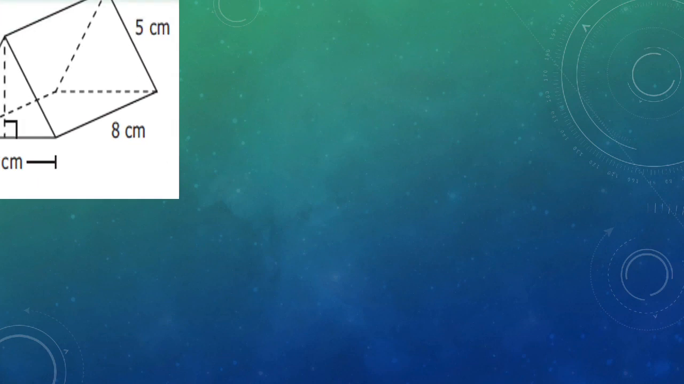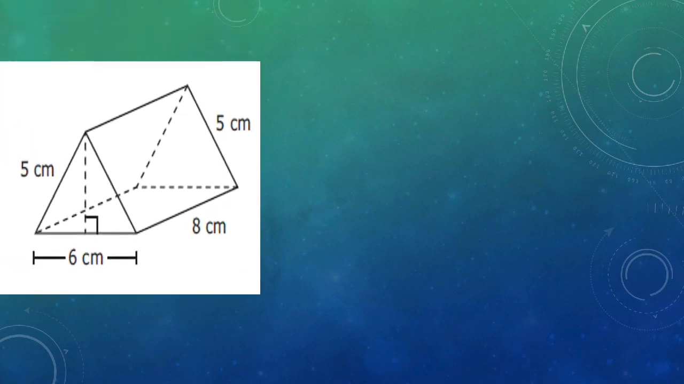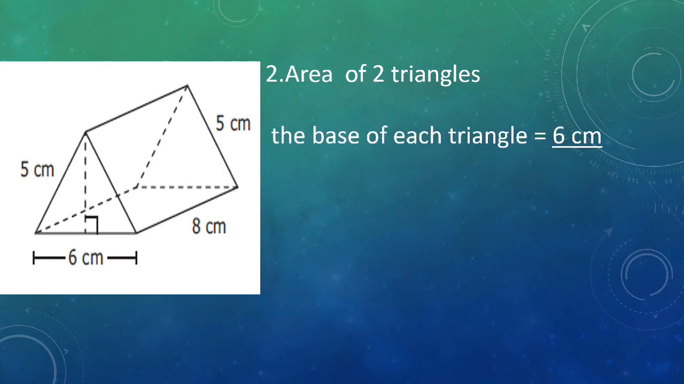Next, we are going to solve the area of two triangles. Look at the triangles there. It is an isosceles triangle, meaning the two sides are equal, which is 5 centimeters, and the other side is 6 centimeters. So meaning the base of each triangle is 6 centimeters. After that, we are going to solve the height.